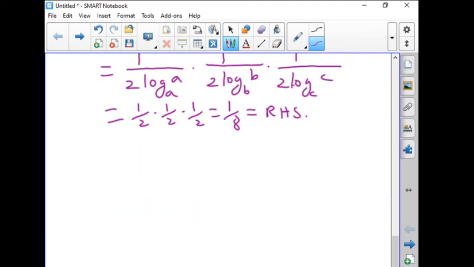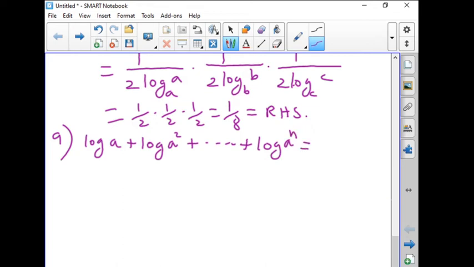Now coming to the ninth question. Ninth question, prove that log a plus log a square etc. up to log a power n is equal to n into n plus 1 by 2 into log a. Okay, we have to prove this.